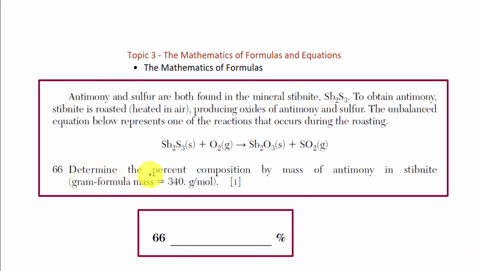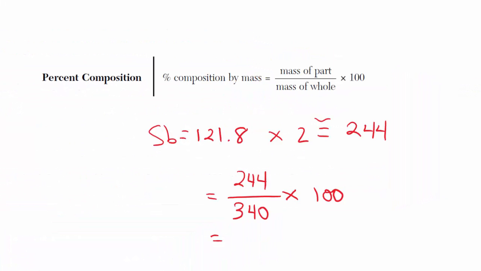Number 66. Determine the percent composition by mass of antimony in the compound referred to as stibnite. And they've given us the gram formula mass of that compound is 340 grams per mole. From the reading section, antimony and sulfur are both found in the mineral called stibnite, and there's the actual formula of stibnite, Sb2S3.